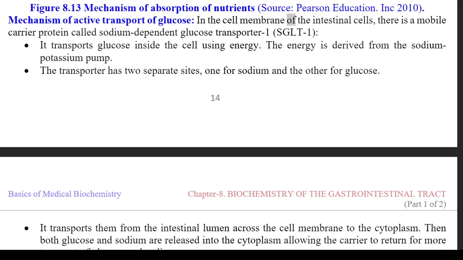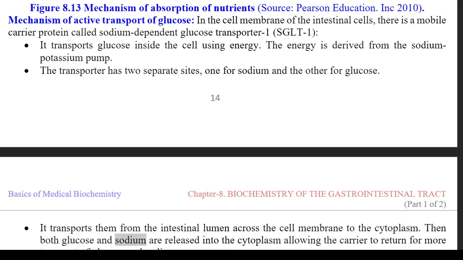In the cell membrane of the intestinal cells, there is a mobile carrier protein called sodium-dependent glucose transporter 1, SGLT1. It transports glucose inside the cell using energy. The energy is derived from the sodium-potassium pump. The transporter has 2 separate sites, one for sodium and the other for glucose. It transports them from the intestinal lumen across the cell membrane to the cytoplasm.